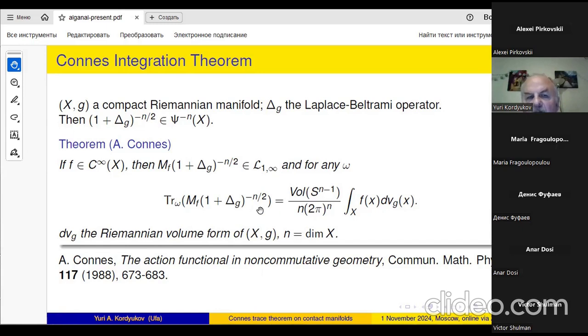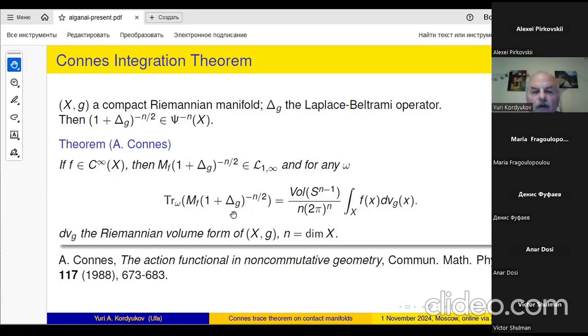So in non-commutative geometry, we start with the spectral triple. We have an analog of the Dirac operator, as well as an analog of the Laplace-Beltrami operator, so just the square of the Dirac operator. And then we can take the left-hand side of this formula and say that this is really an analog. So this is a non-commutative integral in non-commutative geometry.